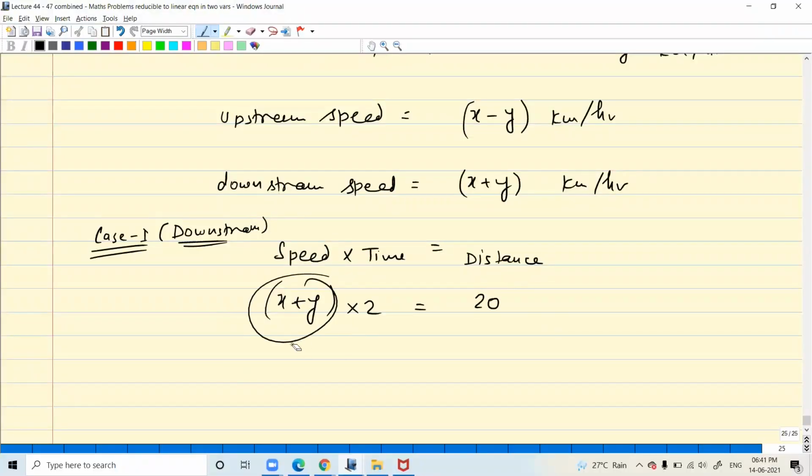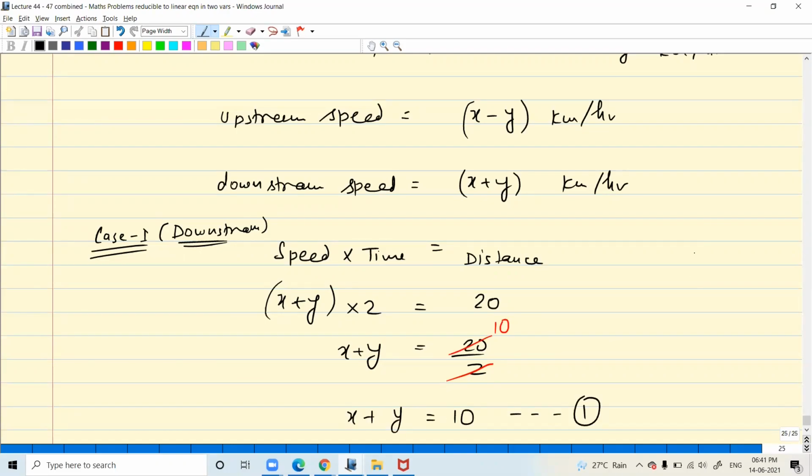Since x plus y is multiplied by 2, I can transpose this 2 down directly. So x plus y is equal to 20 by 2, so it is 10. I can write the first equation as x plus y is equal to 10. Is everyone okay up to this step? Yes, sir. So in case 1, when the boat was going downstream, multiplying the speed with time gives us the distance. That gave us the first equation, x plus y is equal to 10.